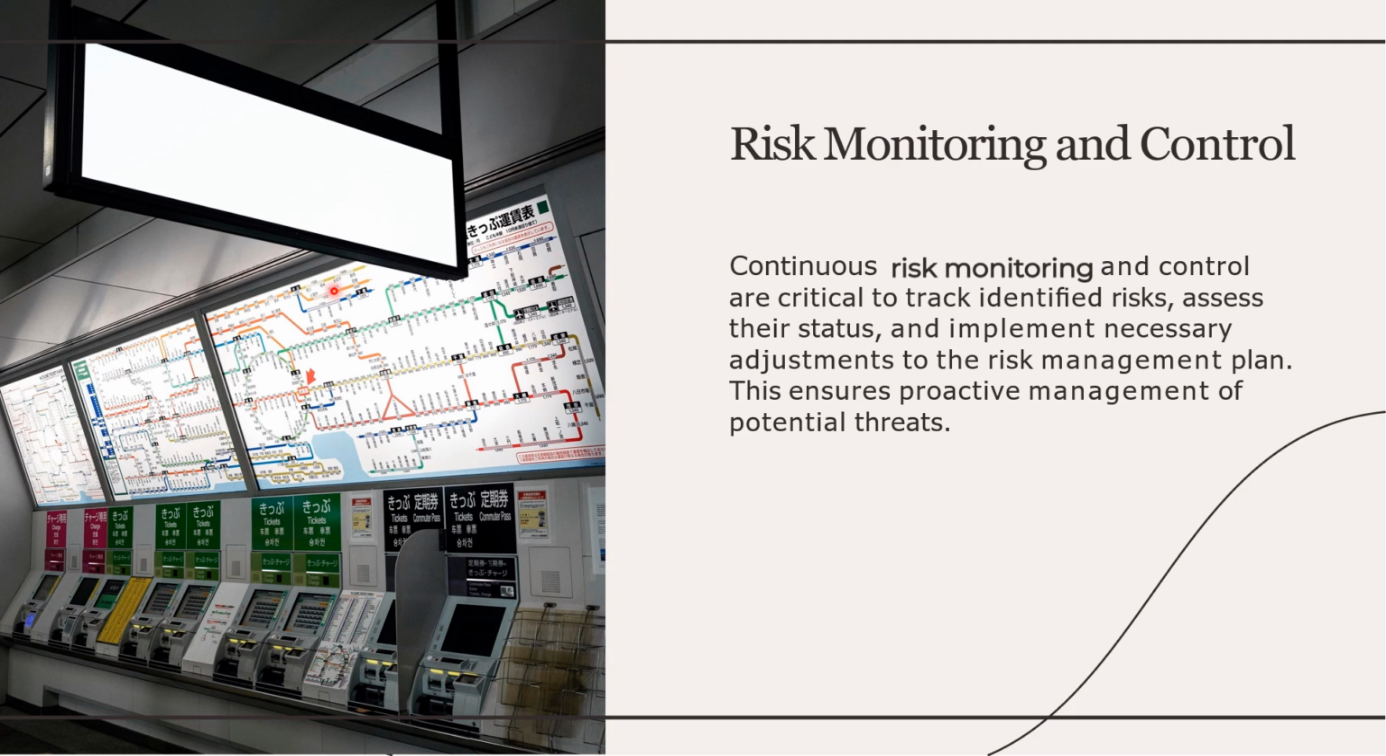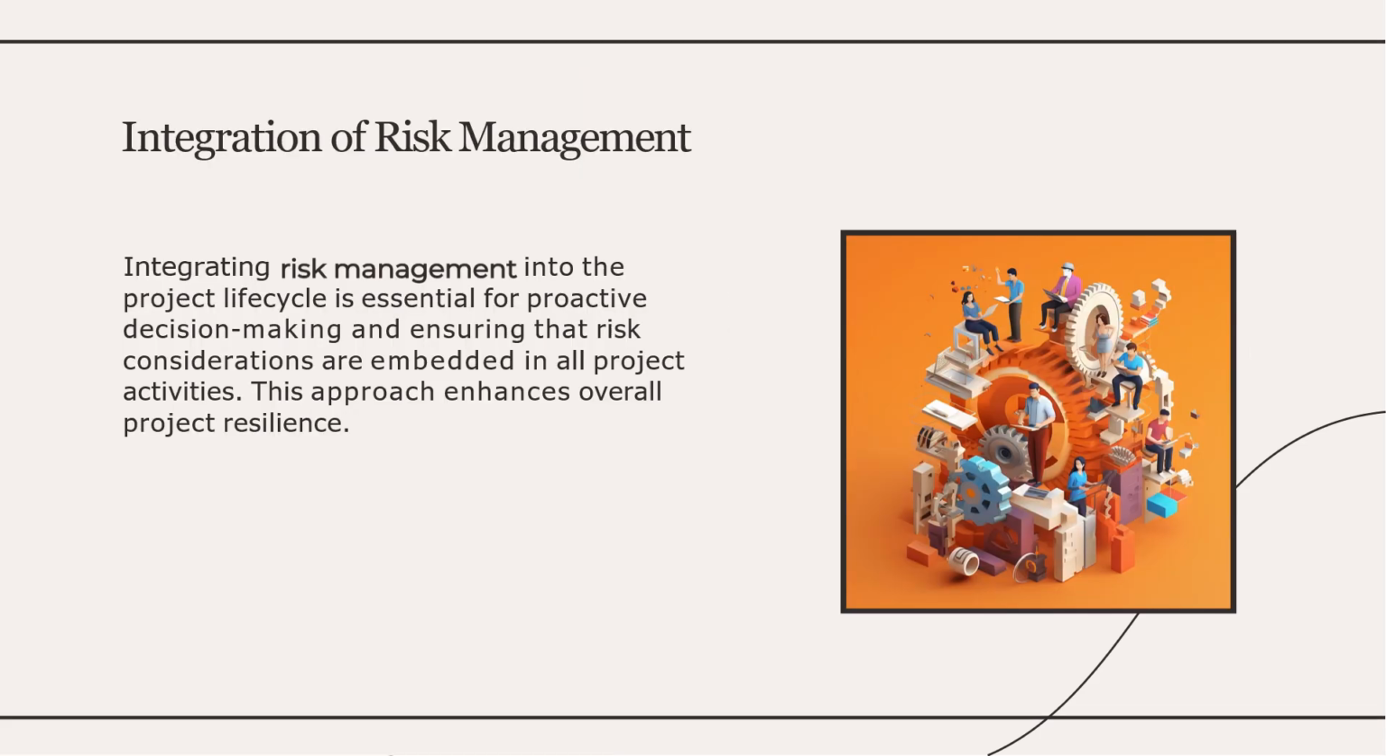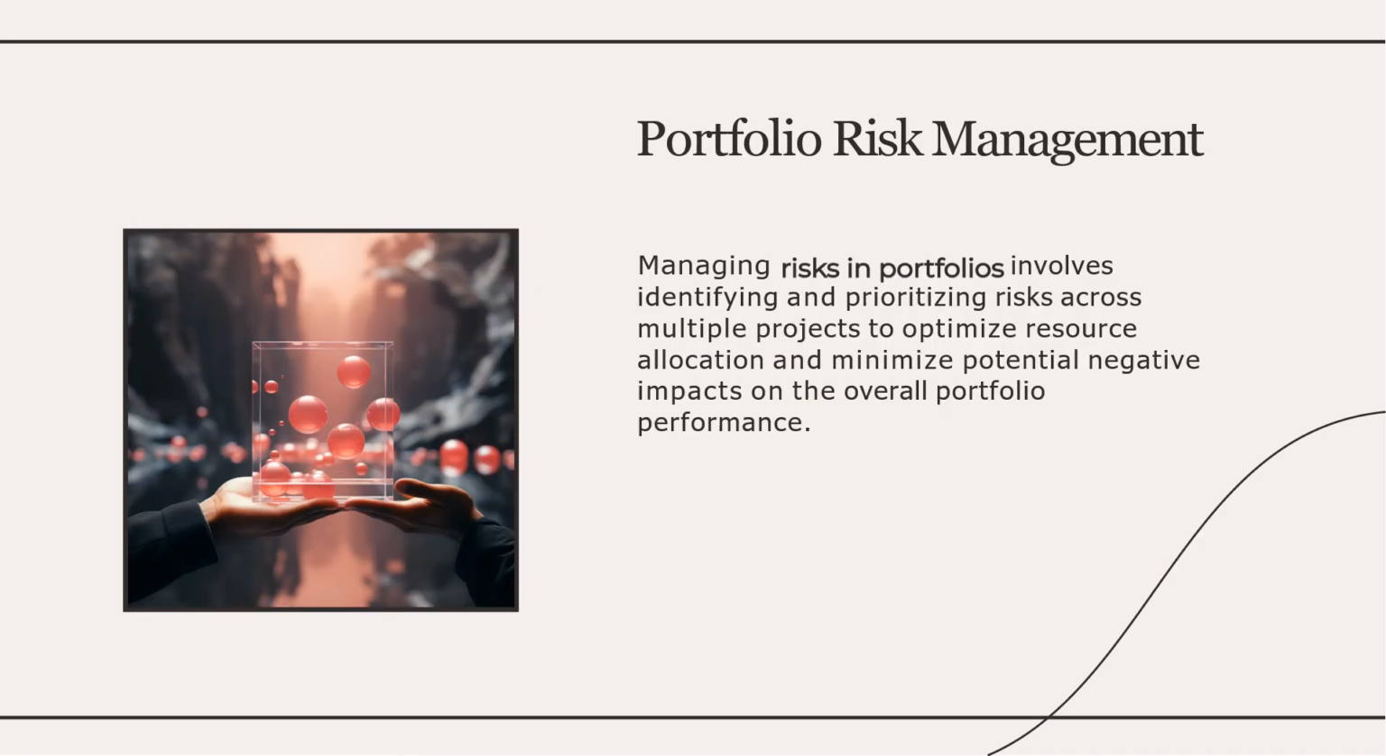Here you look at a system, probably a transport system, that has been monitored around here. Risk monitoring and control. Continuous risk monitoring and control are critical to track identified risks, assess their status, and implement necessary adjustments to the risk management plan. This ensures proactive management of the potential threats. Integration of risk management. Integrating risk management into the project life cycle is essential for proactive decision making and ensuring that risk considerations are embedded in every project's activities. This approach enhances the overall project resilience thereby.